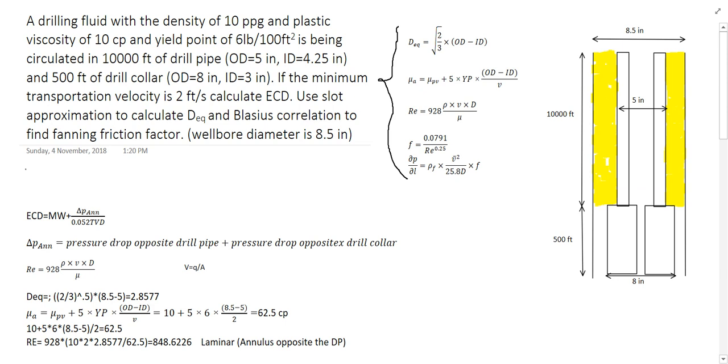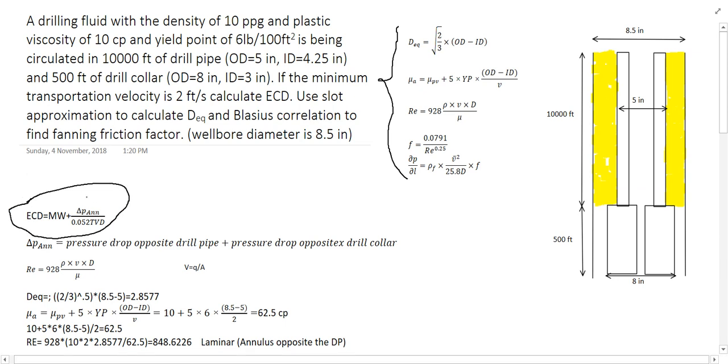But what is not provided, and you need to remember, is the ECD equation. The ECD equation is mud weight plus the pressure drop in the annulus divided by 0.052 multiplied by the TVD. So we have the mud weight, we have the depths, but we don't know how much the pressure drop in the annulus is. To find that, we have to find the pressure drop opposite the drill pipe and the pressure drop opposite the drill collar.